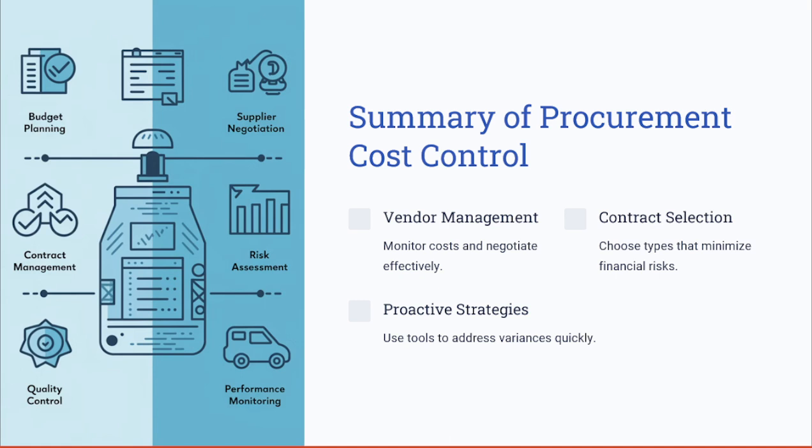And to summarize our session on procurement cost control, we say that procurement cost control is vital for maintaining the project's financial health. By managing the vendor costs, selecting appropriate contracts, the best type of contracts that meets your project requirements and needs, and utilizing advanced tools, the visual tools and the project management software, the project managers can effectively control the procurement expenses.